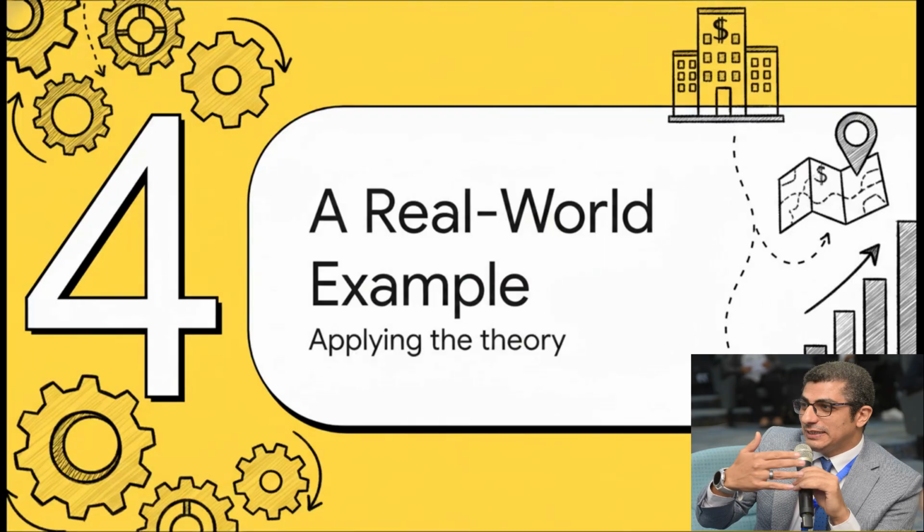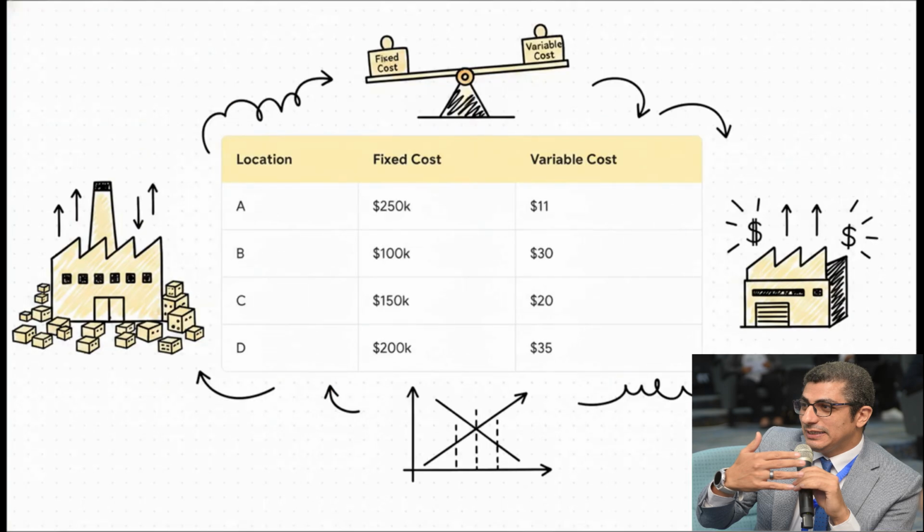Okay, theory is great, but applying it is where the real learning happens, right? Let's jump to Section 4, a real-world example. So, the crucial point here is understanding the real-world trade-offs in our options. We have 4 potential factory locations, A, B, C, and D.